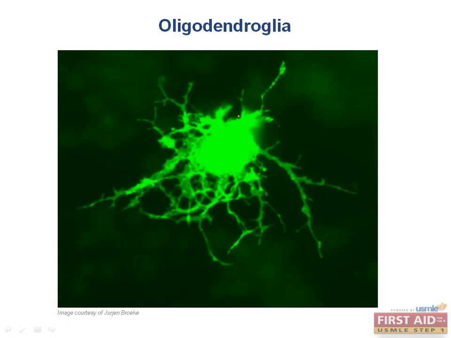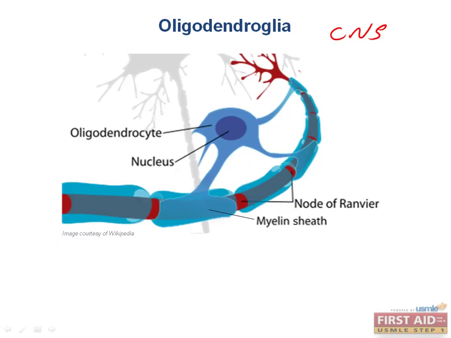Oligodendroglia are the major type of glial cells found in the white matter of the central nervous system. The main purpose of the oligodendroglia is to myelinate the neural axons in the CNS. Oligodendroglia can myelinate multiple axons as seen here. In fact, they can myelinate as many as 30 neurons at a time.